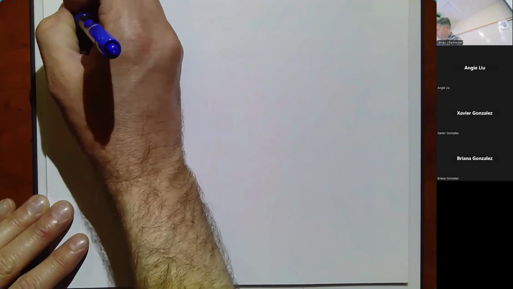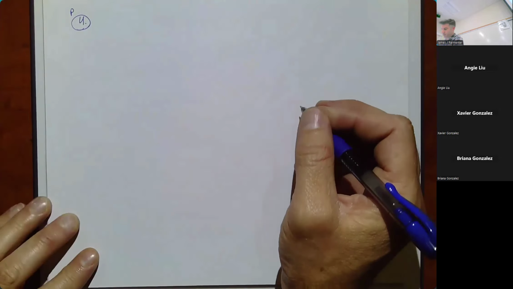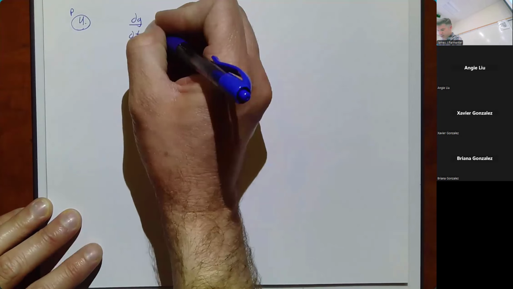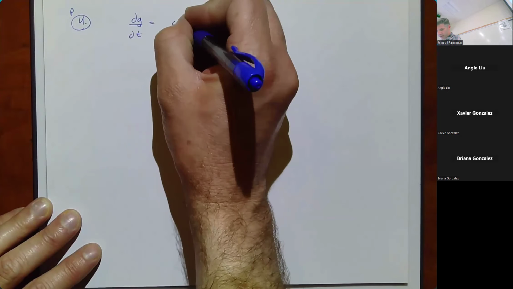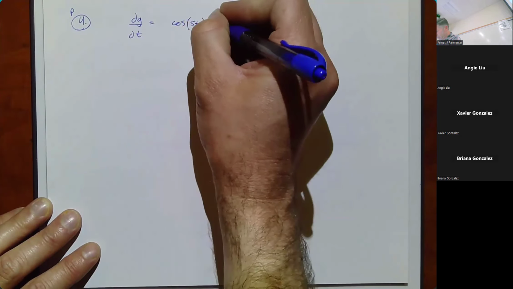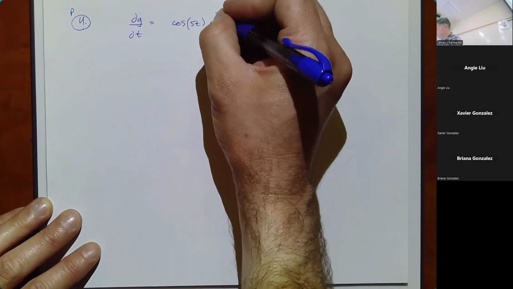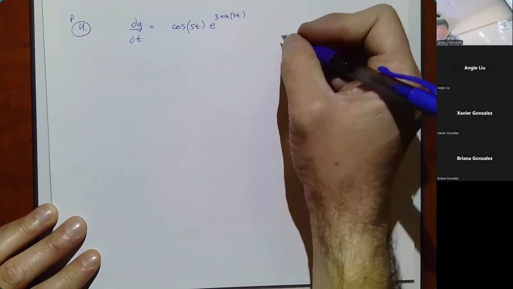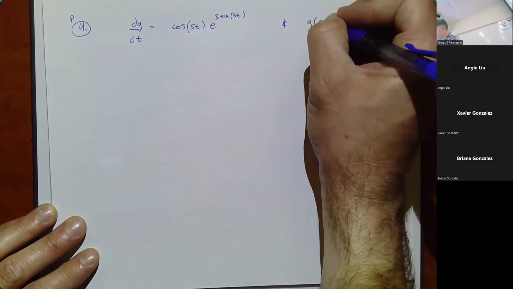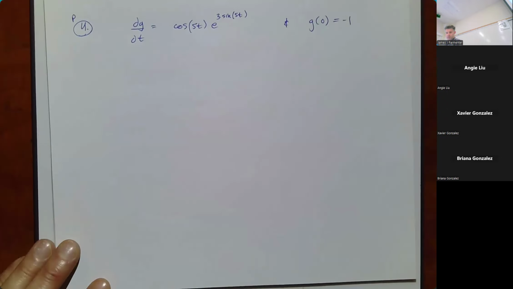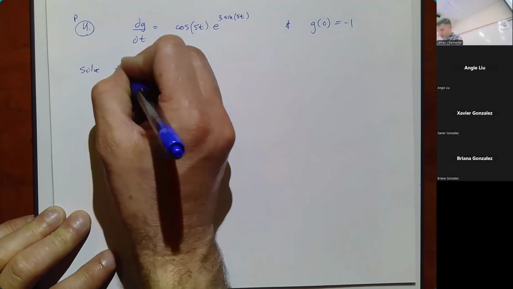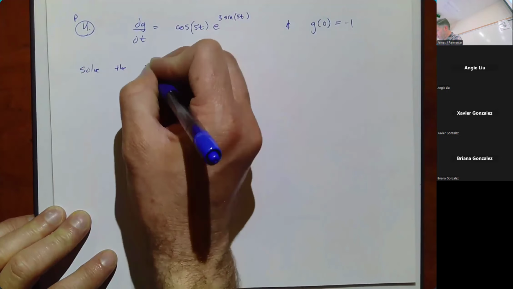Here's Parlax test number 4. Solve the following initial value problem. You're given that dg/dt is equal to cosine of 5t e to the 3 sine of 5t. And we're also given that g of 0 is equal to -1. I'm supposed to solve the initial value problem.